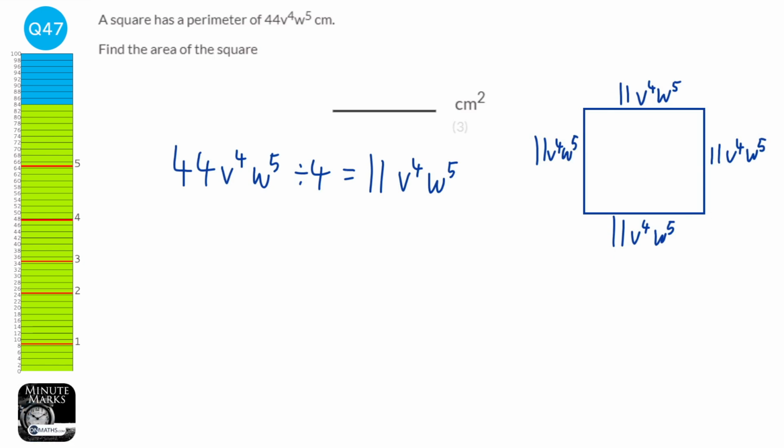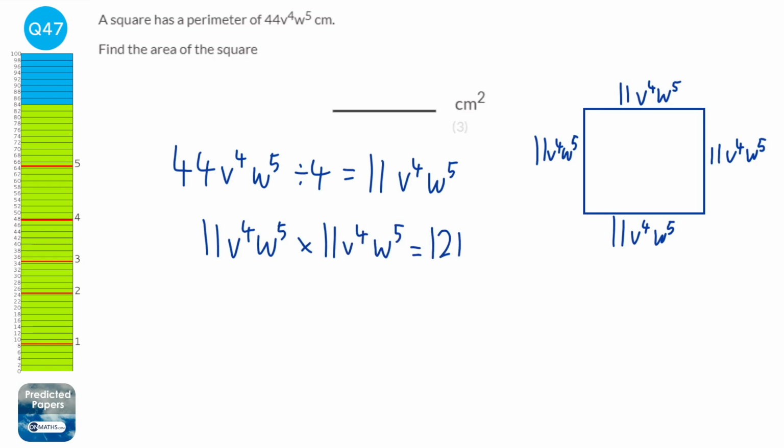And to work out what the area is, we obviously are going to square that. So we're going to do 11 v to the power 4 w to the power 5 and times it by itself, which is what squaring means. We times the 11s together, so that's 121. We times the v to the power 4s together, and remember with indices, if you times two powers of the same base, we just add the powers together, so that'd be 8. And we add the w to the power 5s together, so that makes 10. So it's 121 v to the power of 8, w to the power of 10.